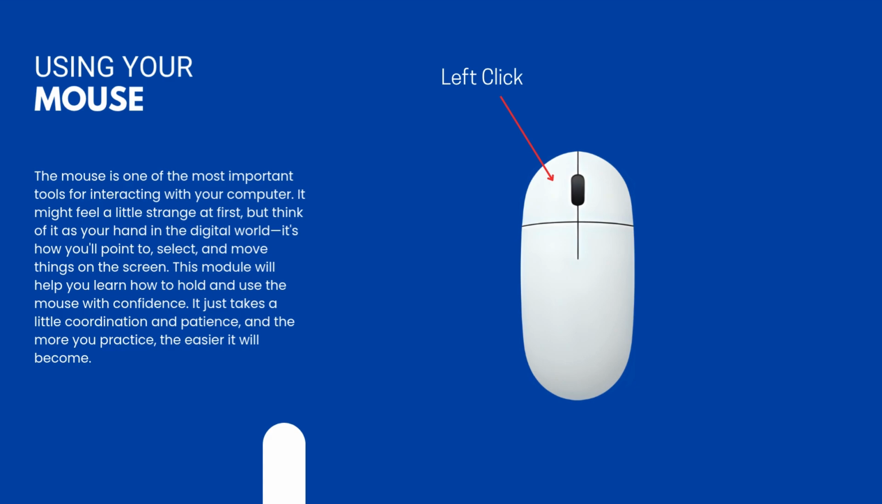Left click button. This is your main button for selecting items on the screen. Right click button. Clicking this button usually opens up a small menu with shortcuts or options. Scroll wheel. This wheel, located between the two buttons, allows you to move up and down on a page without having to click on the scroll bar.